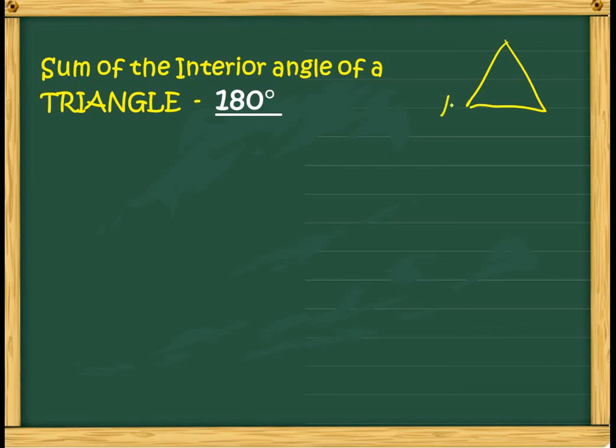Note that the sum of the interior angle of a triangle is equals to 180 degrees. So consider triangle ABC. So triangle has three sides. Kapag inadd ko yung measurement ni angle A sa measurement ni angle B at sa measurement ni angle C, ito daw ay mag-i-equal sa 180 degrees.